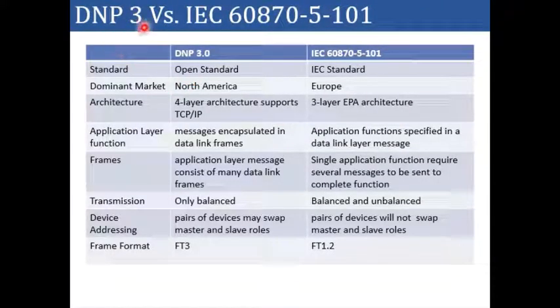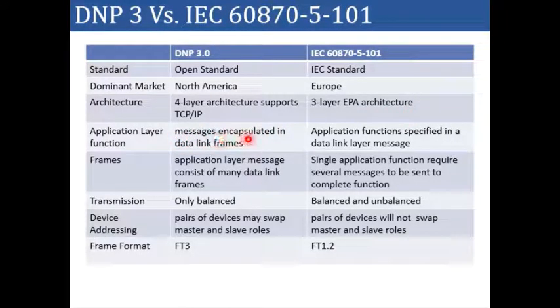Now when we compare DNP3 and IEC 60870-5-101, DNP3 is an open standard and IEC 60870-5-101 is also an open IEC standard. DNP3 is mostly dominating in North America while 101 is dominating in Europe. DNP3 is based on a 4-layer architecture which supports TCP/IP as well, while 101 is based on a 3-layer EPA architecture and does not support TCP/IP.